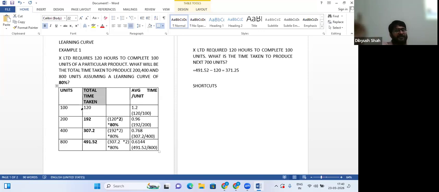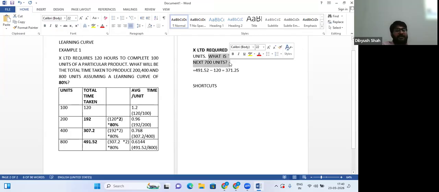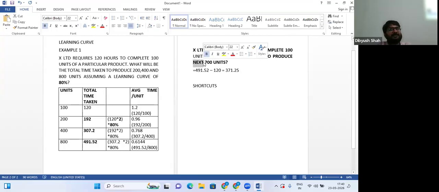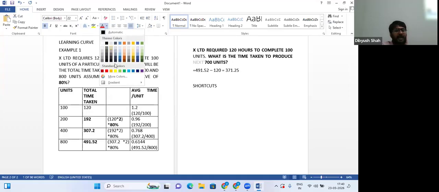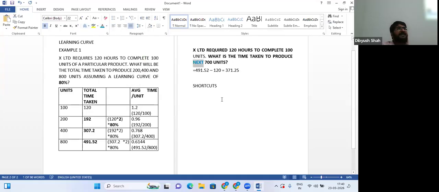This question is different. Here they are saying X Limited required 120 hours to complete 100 units. They are giving you this, and they are asking what is the time taken to produce the next 700 units. The important word here is next. From 100 to the next 700 means 100 is done. Tell me in how many hours the next 700 units will be made.